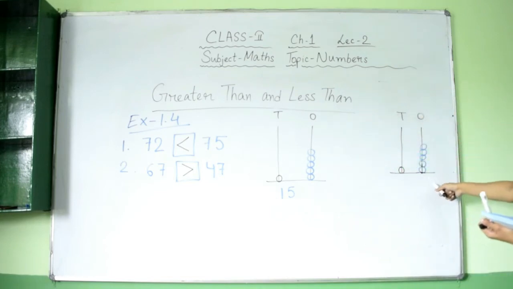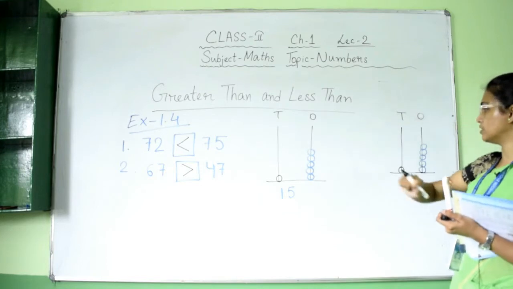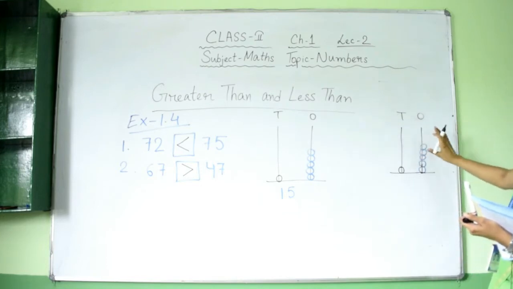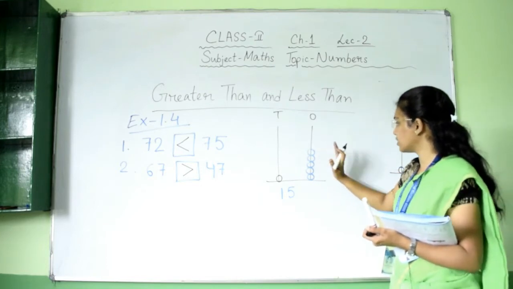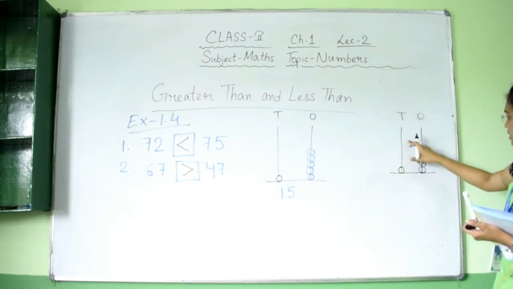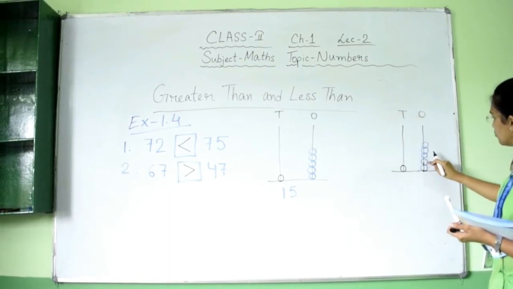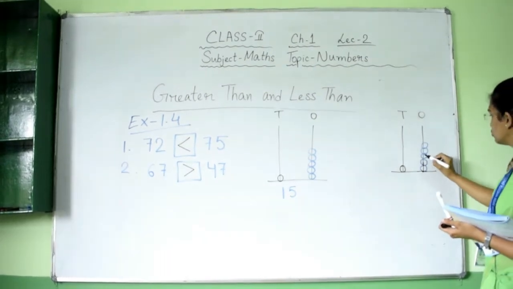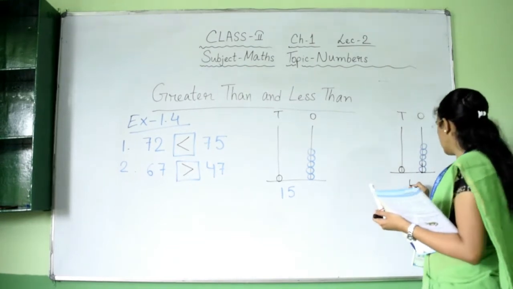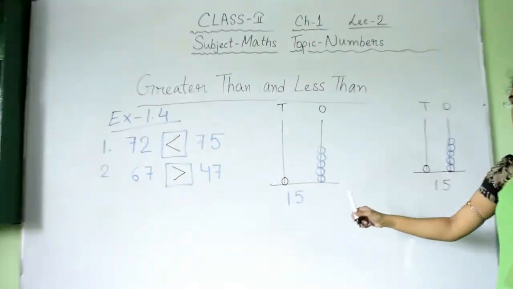Now how many balls here? 1 ball in this side and 5 balls in this side. In this one also, 1 ball in the tens place and 5 balls in the ones place. In the left side we have 15 balls altogether, and in the right hand side, in the tens place 1 ball, and in the ones place 5 balls. So in this side also we have 15 balls. So both the sides are the same.